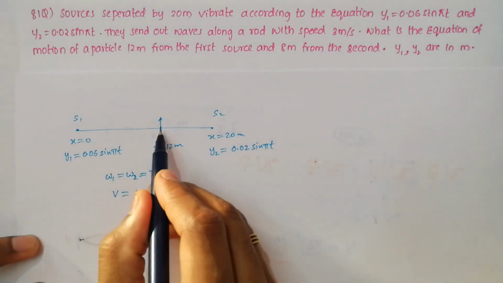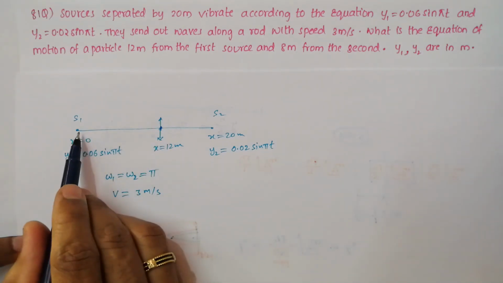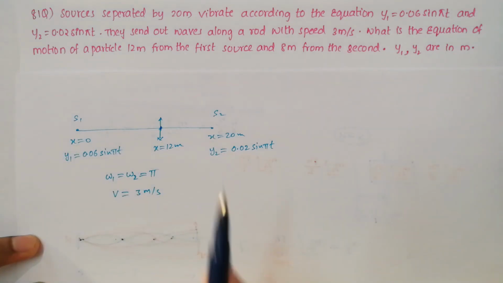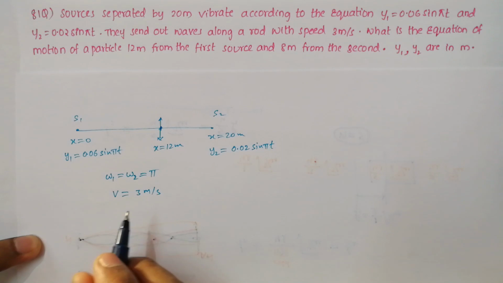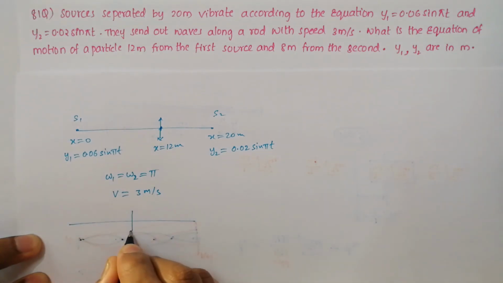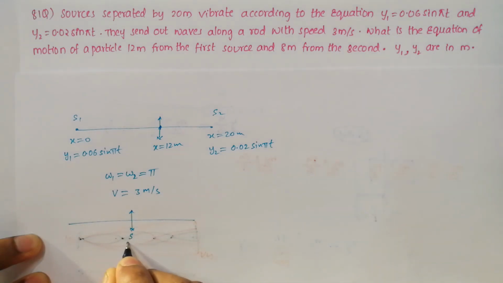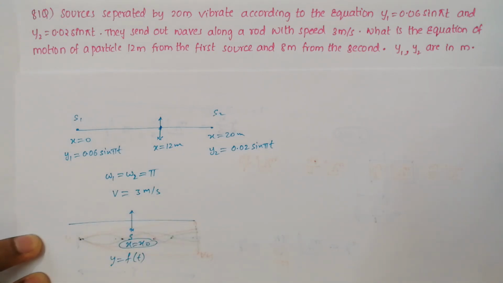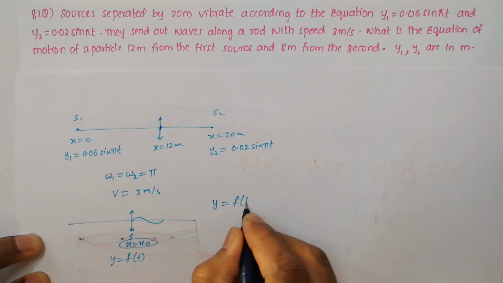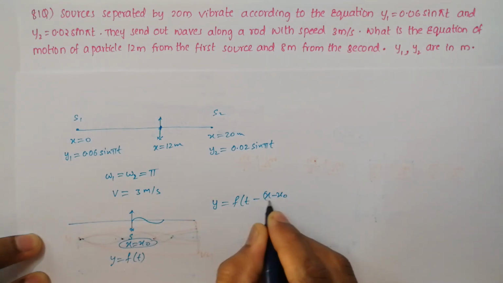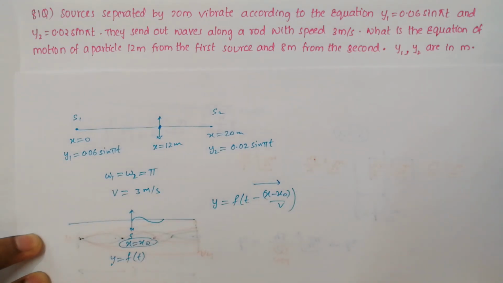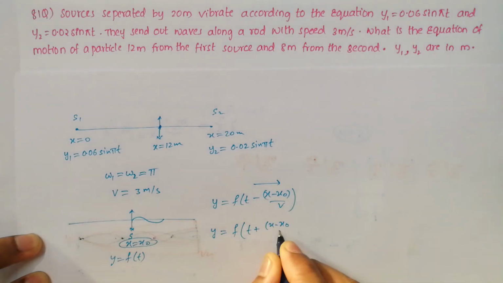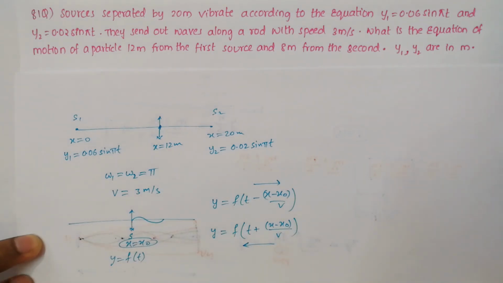Now to find the displacement of this particle, first of all let us write the equation of the wave from the first source and the second source. To write the equation of a wave, we know that when the displacement of the source at x equals x naught is given as f of t, y equal to f of t, then the equation of the wave from this source is given by y equals f of t minus x naught by v when the wave is moving towards the right, and similarly y equals f of t plus x naught by v when the wave is moving towards the left, that is the minus x-axis.